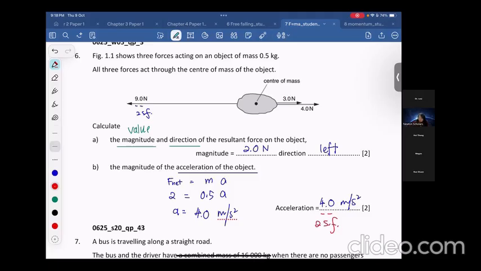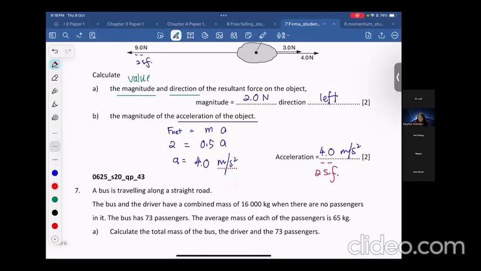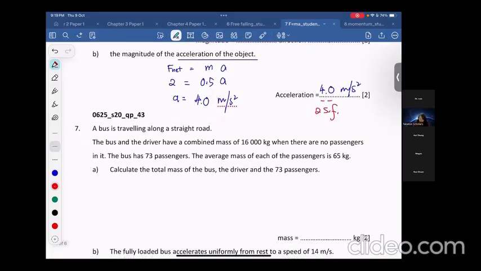We go to the next question. Okay, a bus is traveling along a straight road. The bus plus driver has a combined mass of 16,000 when there is no passenger. Now, the bus has 73 passengers. Average mass for each passenger is 65 kg. Can you find the total mass right now? Find your total mass.